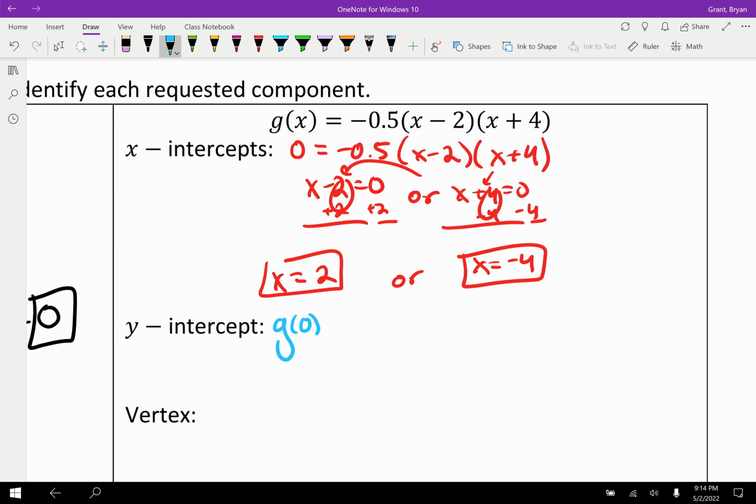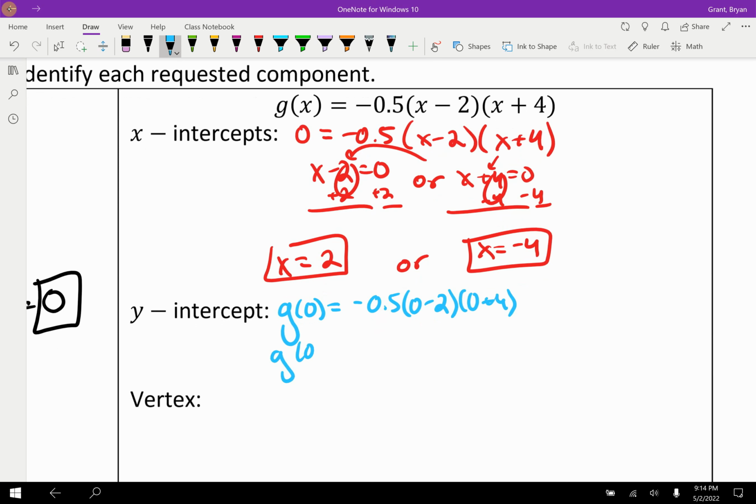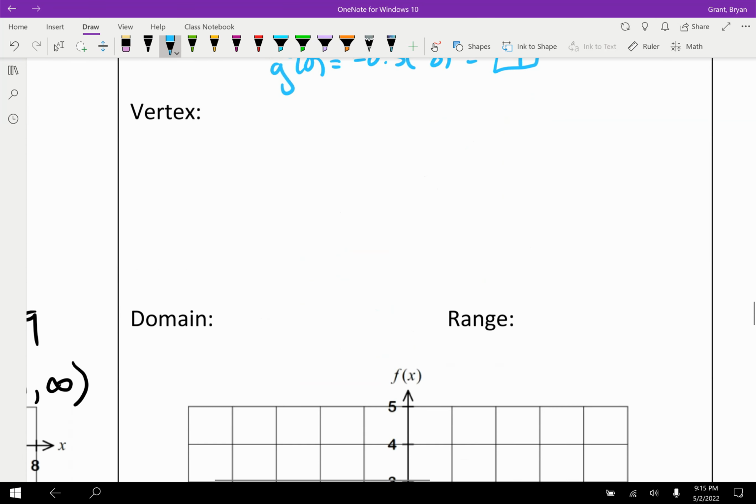Don't forget that you are allowed to use your calculator on this too. If all these decimals seem a little bit scary for you, go for it. I like to save this decimal till the very end and kind of hope it's an even number. So negative 0.5, this will be negative 2 and positive 4. And when you multiply those, that makes negative 8. I'm seeing half of 8, which is 4, and a negative times a negative is a positive. I'm seeing positive 4 for my y-intercept.